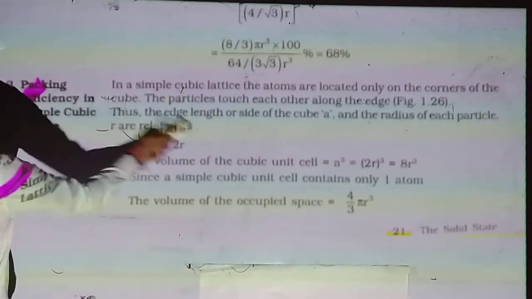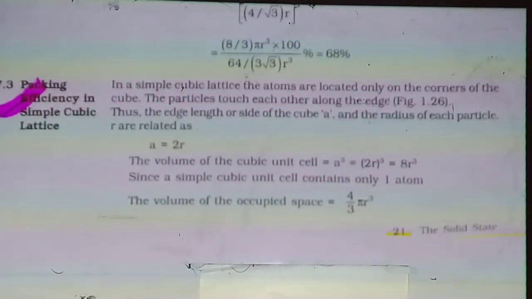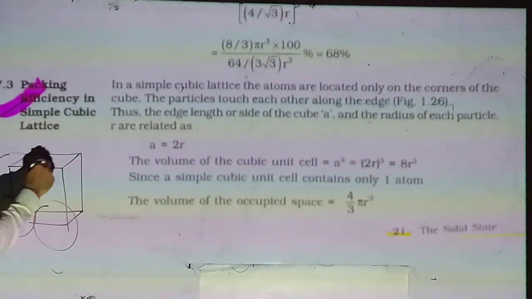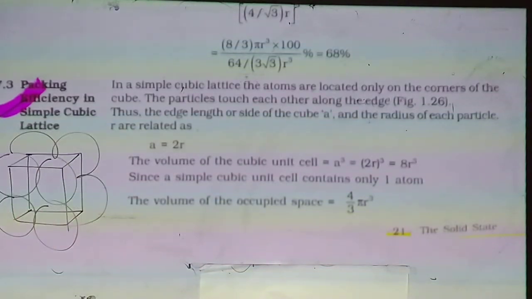Now, taking efficiency in a simple cubic lattice. In a simple cubic lattice, atoms are located only on the corners of the cube. The particles touch each other along the edge. A simple cubic primitive cell is one of the simplest. Only spheres are lying at the corners, and all the spheres touch each other at the edges.